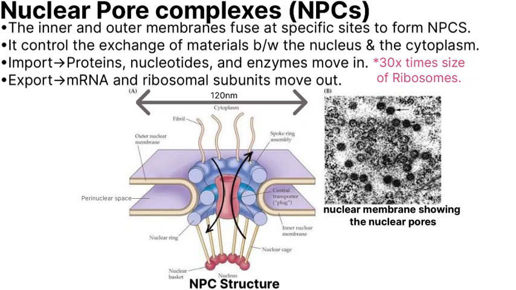It controls the exchange of material between these two, but not all materials, only specific molecules between the nucleus and the cytoplasm. You can see the directions. Import means into the nucleus and export means out of the nucleus. For example, the import of histone proteins, DNA and RNA polymerase, splicing proteins and transcription factors, and many such different things.